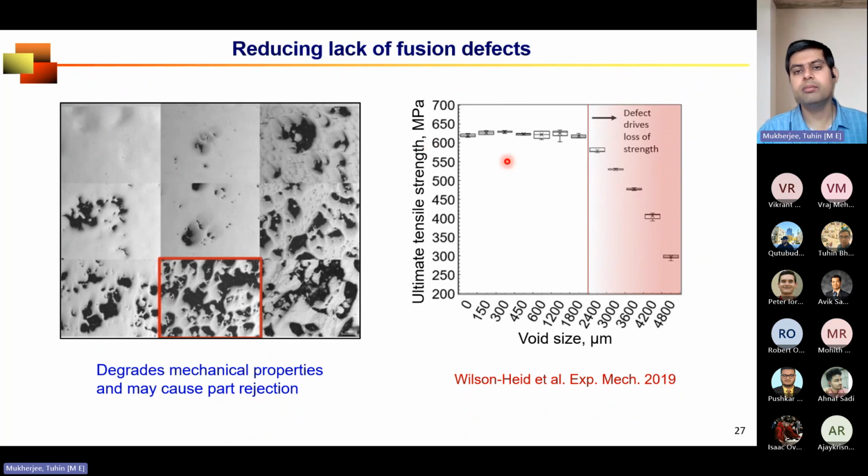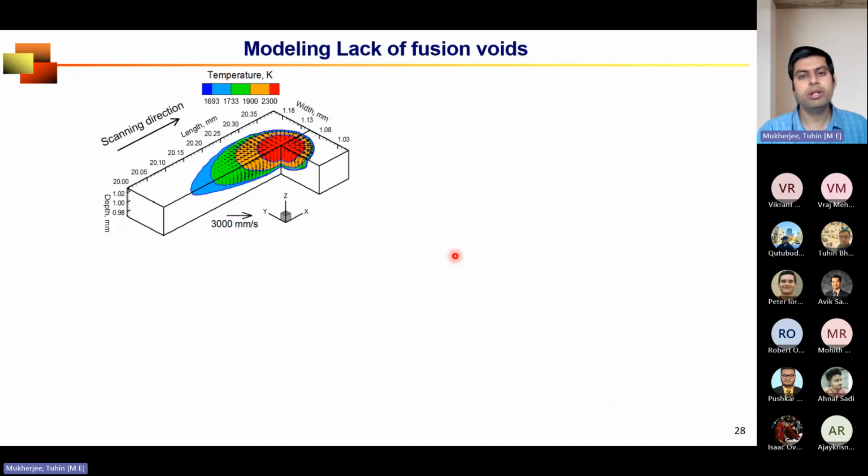Now, additive manufacturing itself is very expensive. If you need to do another step of post-processing like hot isostatic pressing, you are wasting time, you are burning a lot of money. No industry will like that. So you need to prevent it. How do you prevent it? Going back to fundamental understanding.